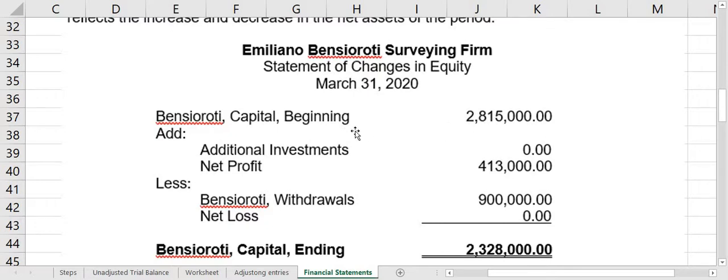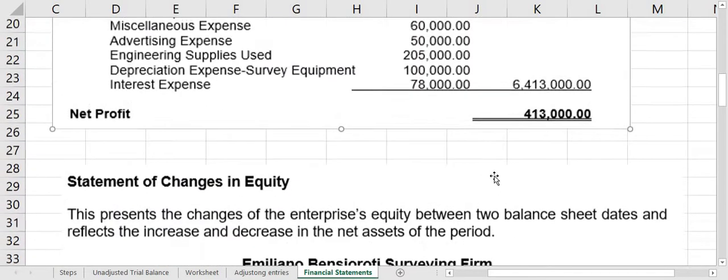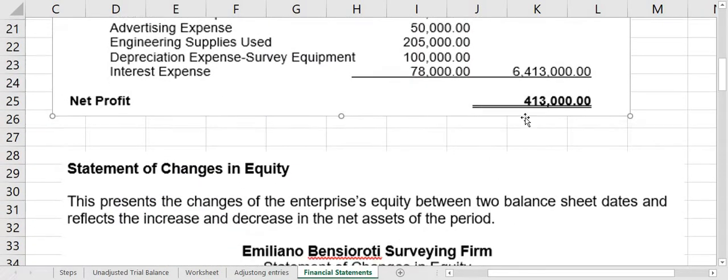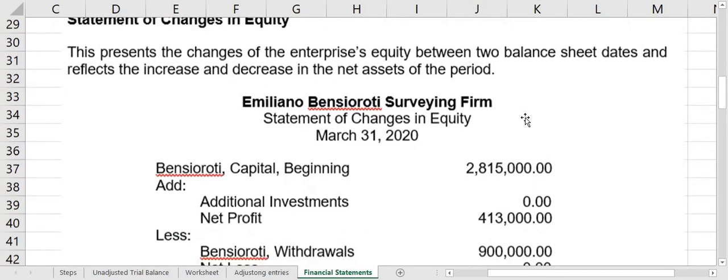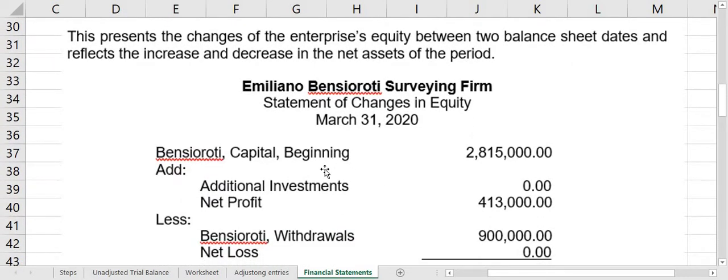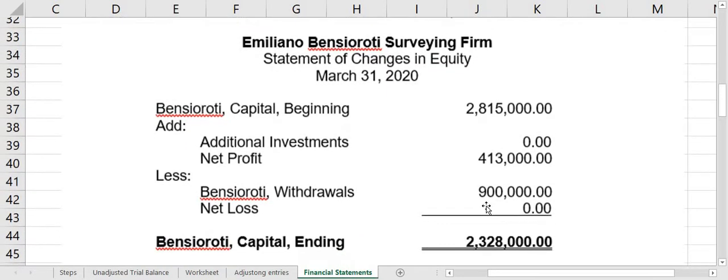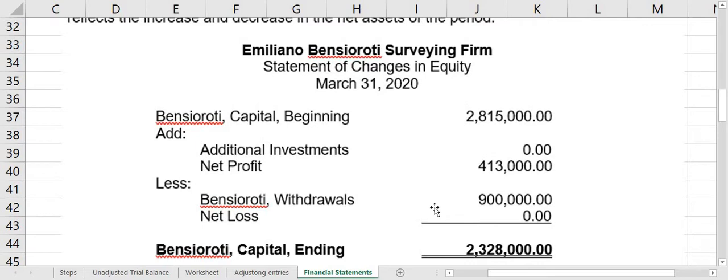Of course, you add additional investment. Since walang additional investment, kaya zero. I-add mo, of course, si net profit. Kasi saan ba naman pupunta yung net profit sa income statement natin? Of course, sa ating equity. In this case, i-add natin sa capital ni Bensurati, 413,000. Less withdrawal. So, meron ba tayong withdrawal?